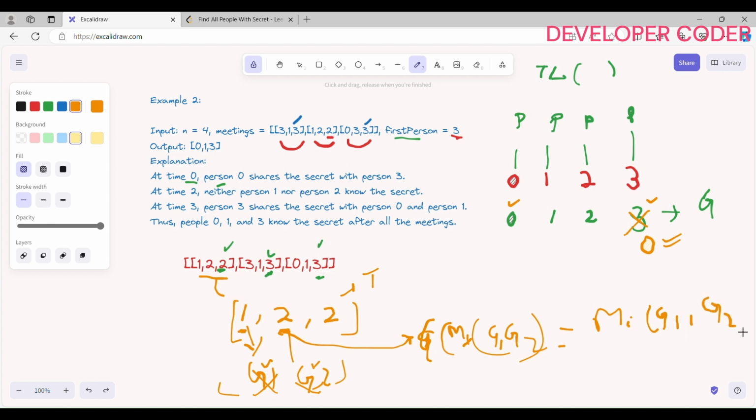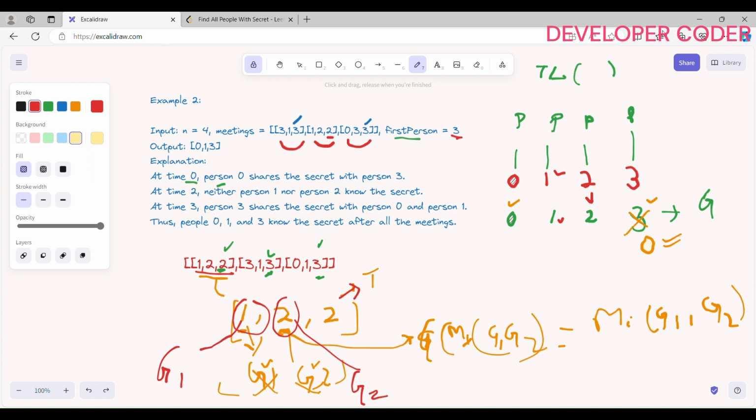So one more time: first this meeting is going to be conducted, 1 to 2, at time 2, and let's place this person in group 1. Initially this person is in group 1, right? This is person 1 and this person is in group 1. That is why I am writing here G1. And this person 2 right now is in group 2 initially, right? So here I am writing G2. Both of them don't know the secret, because 0 told the secret to 3 only, but they are meeting now. So let's place them in one group.